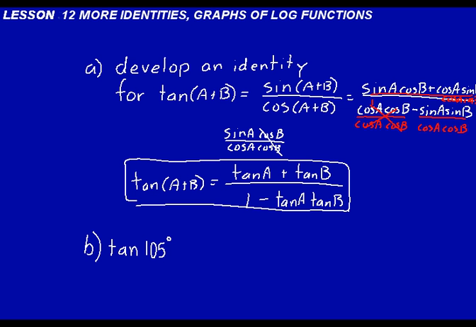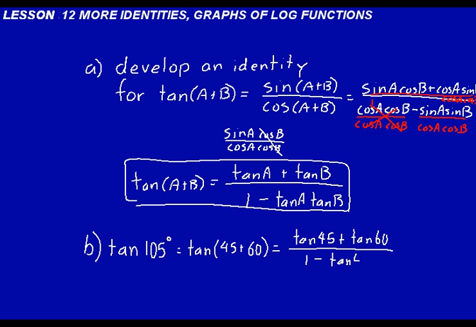Do that without using a calculator. So think about that. You could say that equals tangent of 45 plus 60 degrees. And so then you would have, just use your identity that you just did, tangent 45 plus tangent 60 over 1 minus tangent 45 times tangent 60.